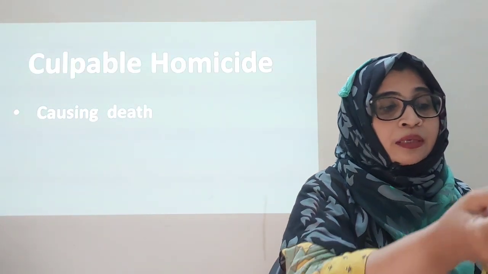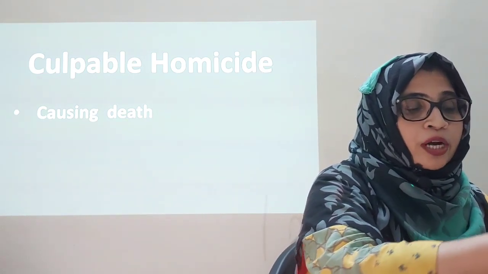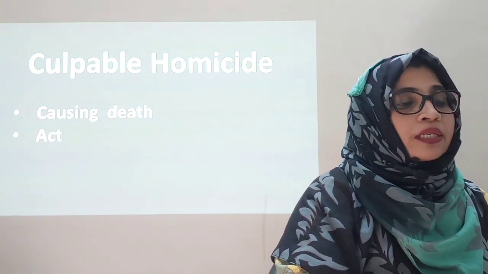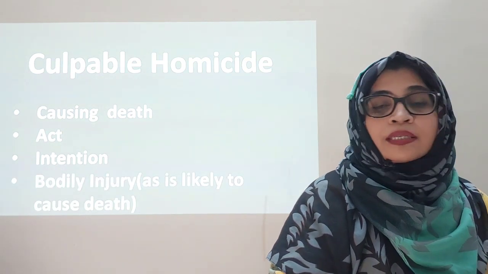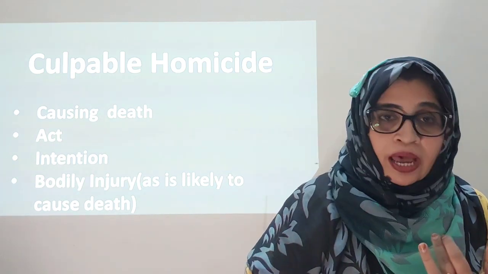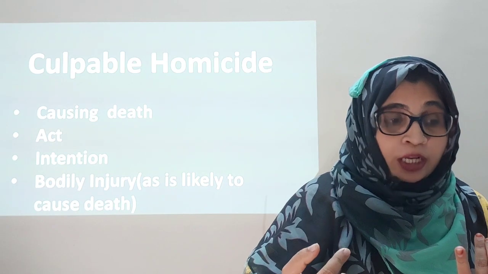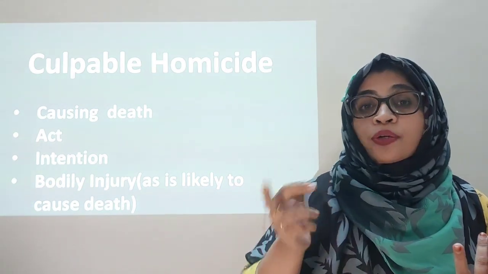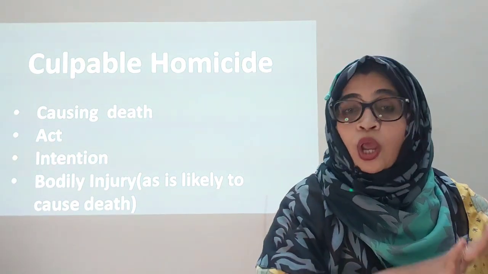Just to briefly go over the points I have taken from Section 299: the causing of death, then the act, then the intention, then the bodily injury as is likely to cause death. In the sense, the death happened by doing an act with the intention of causing bodily injury as is likely to cause death, or with the knowledge that it is likely to cause death. So these are all the essential elements we can see in culpable homicide.